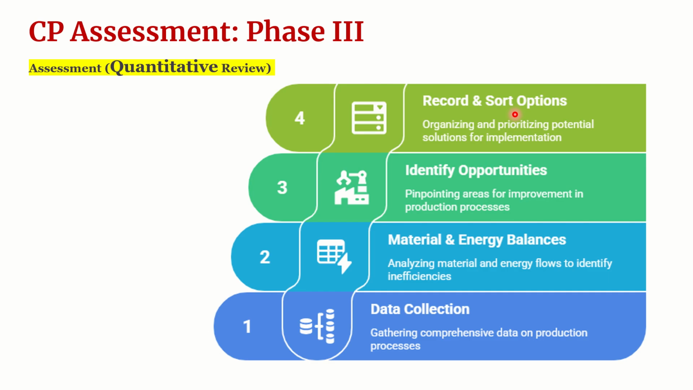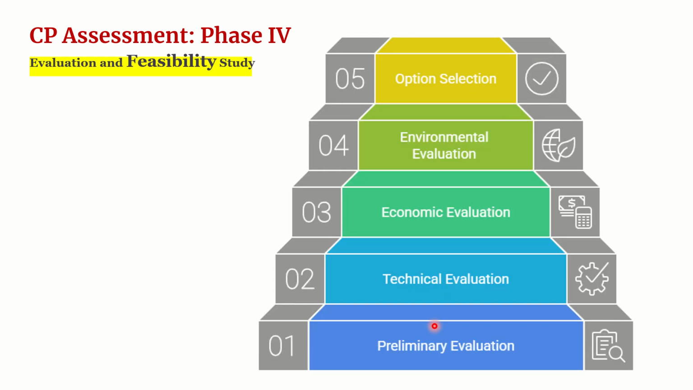Okay. The next, phase 4, that is evaluation and the feasibility study. So what are all the evaluation involved in that? Preliminary evaluation, that means initial screening of options based on technical viability and obvious benefits out of it. Then next one, technical evaluation. Detailed assessment of the technical feasibility, what are all the engineering requirements involved in that, and operational changes needed for each promising options. Then economic evaluation.